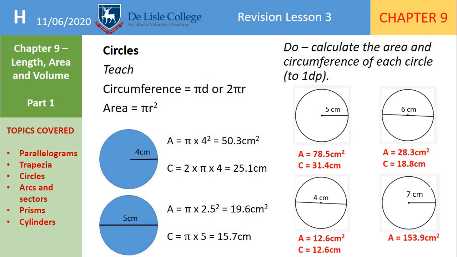And then the last one, the area is 153.9 centimetres squared and the circumference 44.0 centimetres. You've got to have the 0.0 to show that you've rounded to the required degree of accuracy.